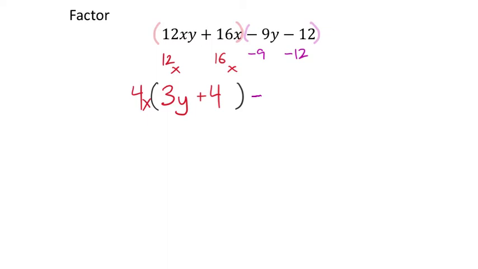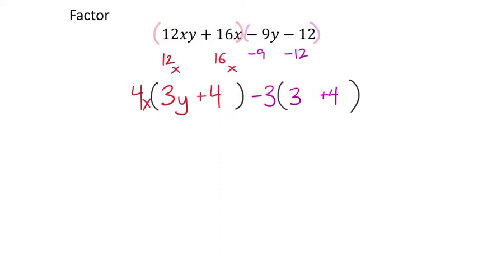So I'm going to factor out a negative, but I see that both of these are divisible by 3. So let's set up our parentheses here. Negative 9 divided by negative 3 is 3. And then negative 12 divided by negative 3 would be positive 4.